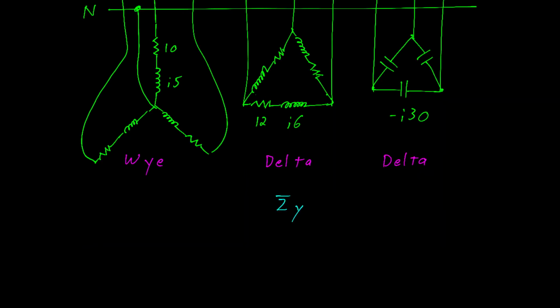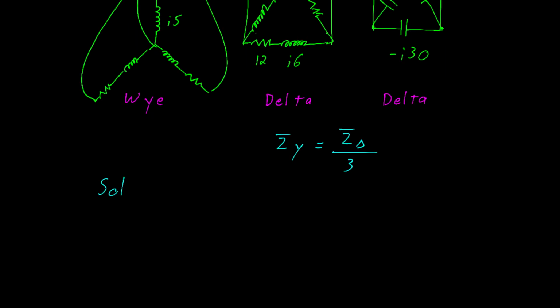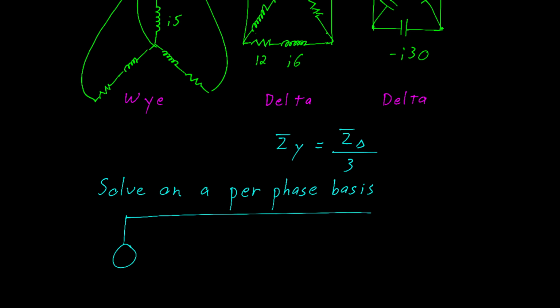We're going to use this equation here, which tells us the impedance of a Y circuit is the impedance of a delta circuit divided by 3. And we're going to solve on a per phase basis. There are multiple ways to solve a three-phase problem. This is the way I think is one of the more straightforward ways to do this.